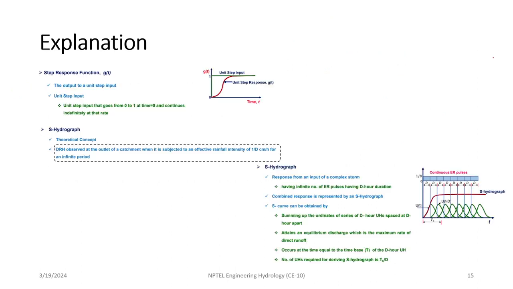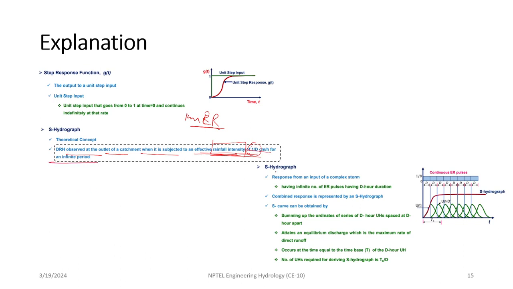Just for your information, it has been mentioned here that the DRH is observed at the outlet of the catchment when it is subjected to an effective rainfall intensity. This is an important thing. In the case of a unit hydrograph, we say that 1 centimeter of effective rainfall is happening. But here you will have an effective rainfall intensity of 1 by D centimeter per hour for an infinite period.